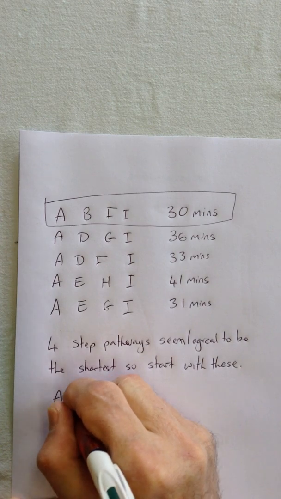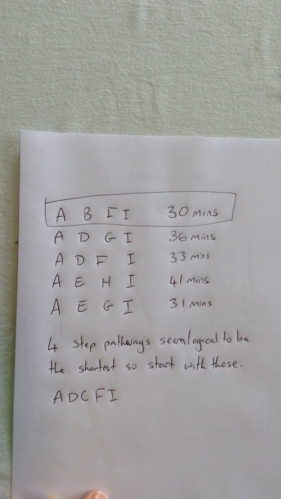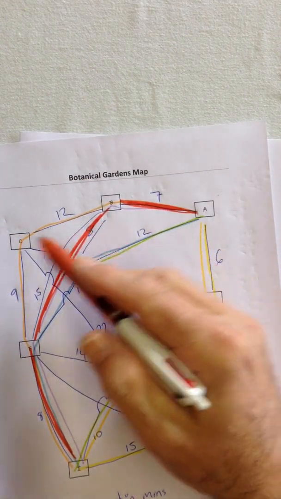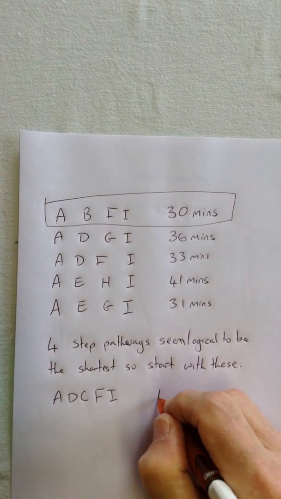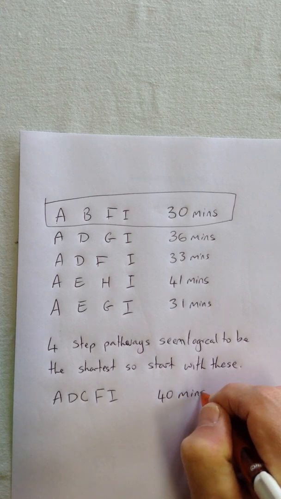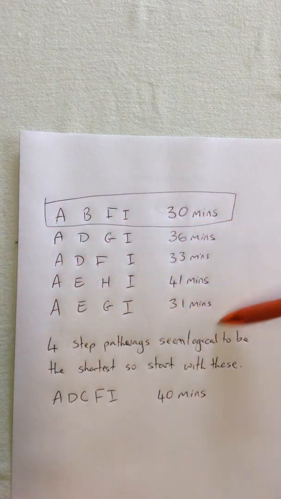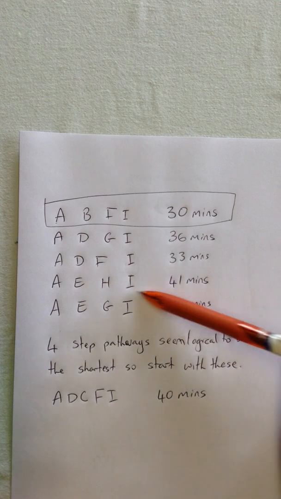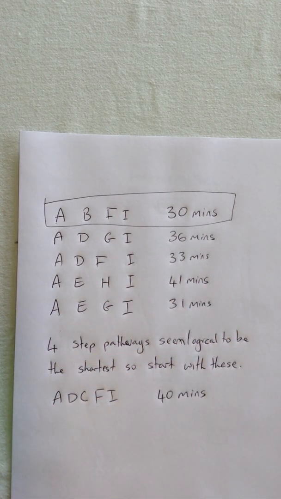Let's go with ADCFI. Okay, so I've thrown in an extra step. I've just tried this one, ADCFI, and in fact, yes, it is longer. That's a 40-minute pathway. Okay, so I've got my correct answer for achieved. I've got some sort of figuring out proof here for merit, and I've justified it a little bit more for my excellence grade. And that is shortest pathways.